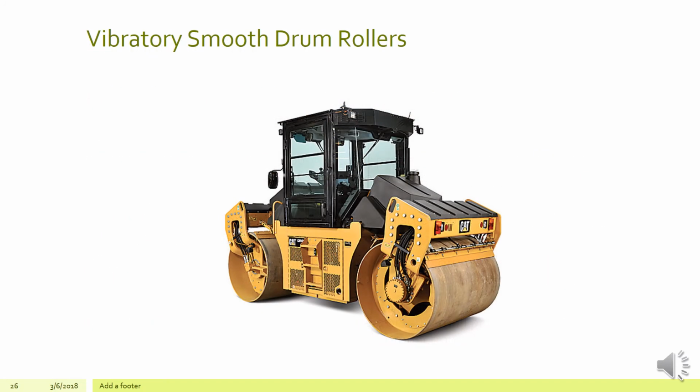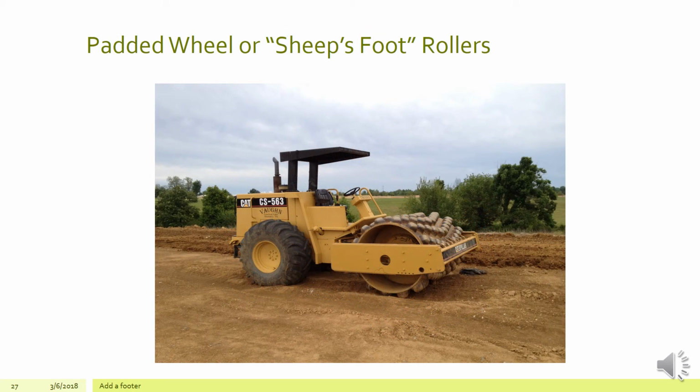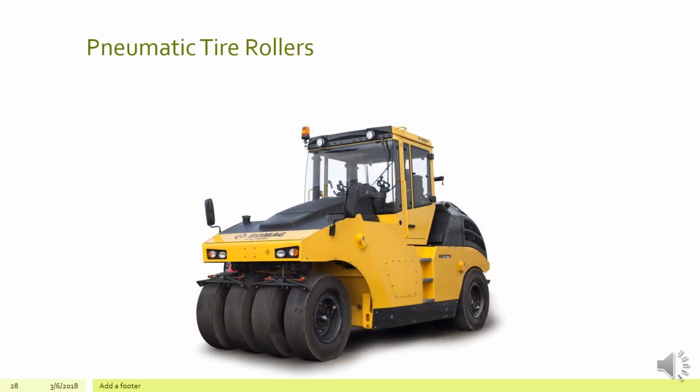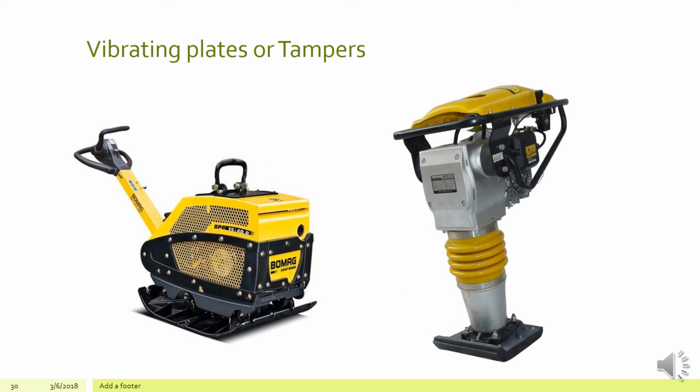And let's take a look at some of these different types of compaction equipment. Here we have a vibratory smooth drum roller. The next one we can take a look at is a padded wheel or sheep's foot roller. Continuing, we look at a pneumatic tire roller. We can move into our smooth drum non-vibratory rollers. And of course, here are our vibrating plates or tampers that we would use on small projects where, again, we can't really get into the areas, so we need some smaller equipment to handle these things.